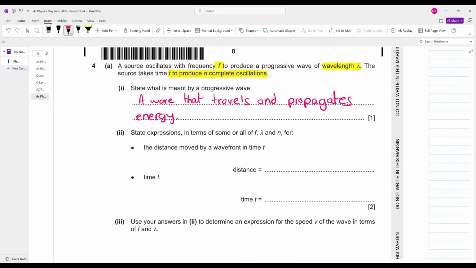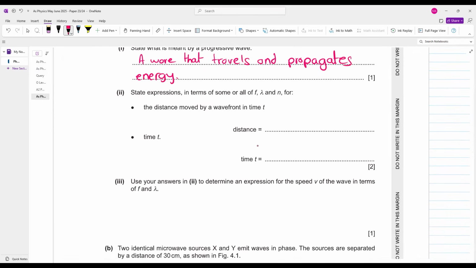State an expression, in terms of some or all of frequency, lambda and n, for the distance traveled by the wavefront in time t. बेटा distance traveled by wavefront in time t कैसे निकालेंगे? You will take the wavelength, that is the distance traveled by one wave, you will multiply it with the number of waves, n lambda. वापस समझा देता हूँ. How did I calculate this distance? Wavelength lambda is the distance traveled by one wave. n क्या है? Number of waves. दोनों को multiply कर दो, you will get the distance.